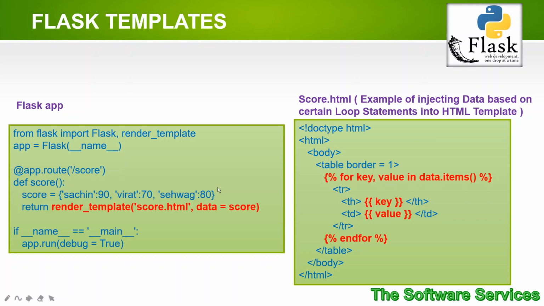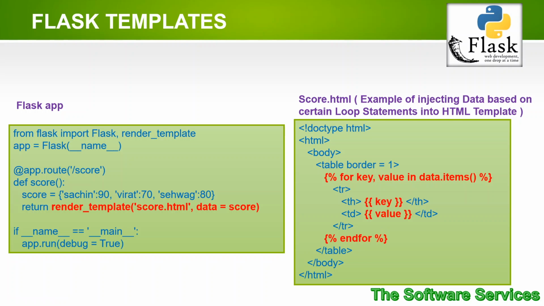and then it will come again and take the third item. Sehwag is stored in the key, and his score in the value. These are simple variables. For printing the variables we use the curly braces and it will be printed. After printing all these three items, the for loop control will end here. Then these tags will be printed. Okay, this is the phenomenon, friends, for injecting data based on loop statements.